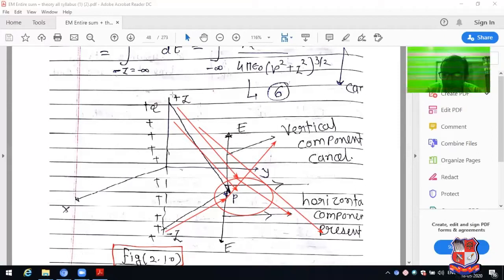Again, repeating: due to this plus Q charge, the electric field is in the downward direction. Due to the plus charge at the bottom, the electric field is in the upward direction. So the vertical components cancel each other, and only the horizontal component is present.